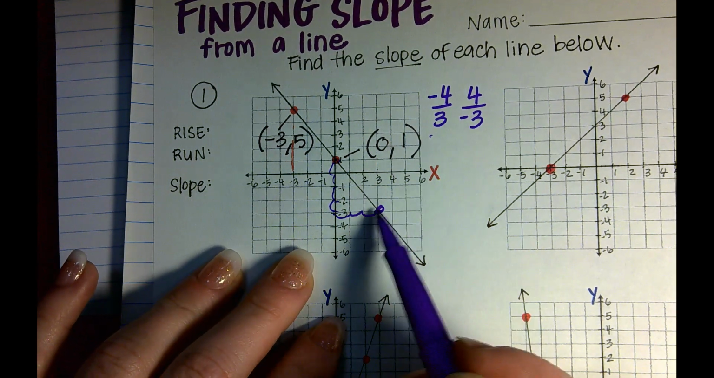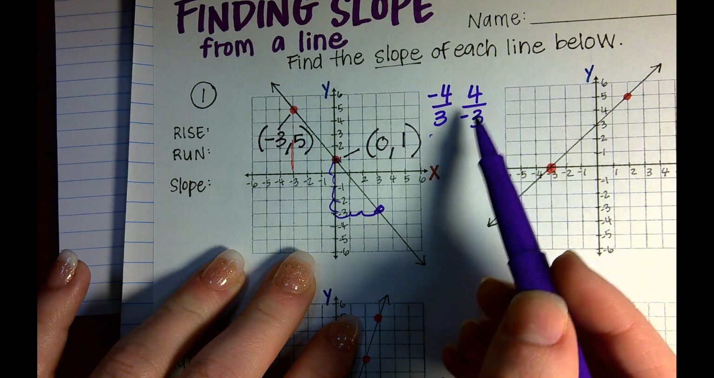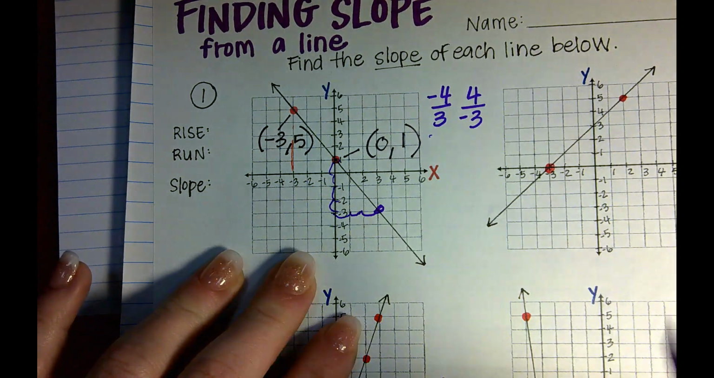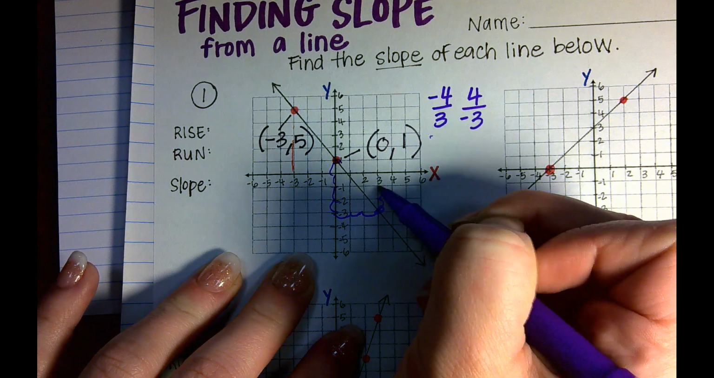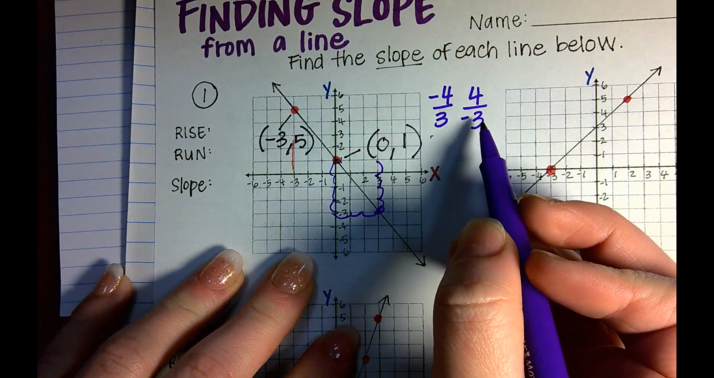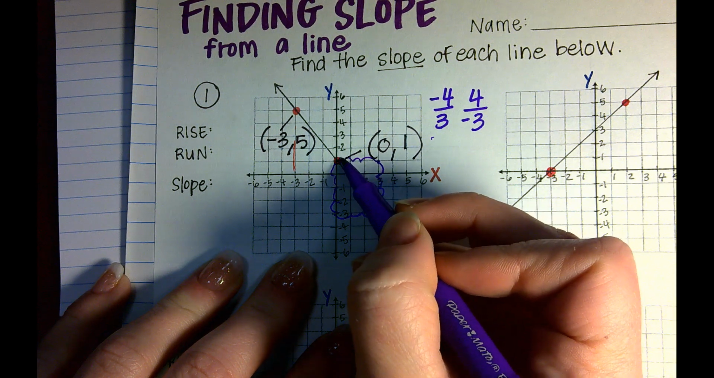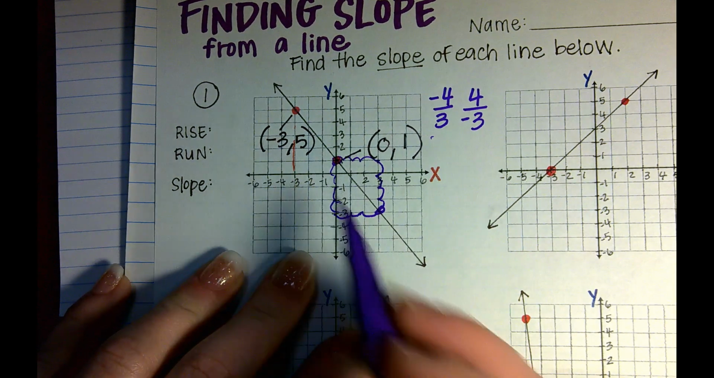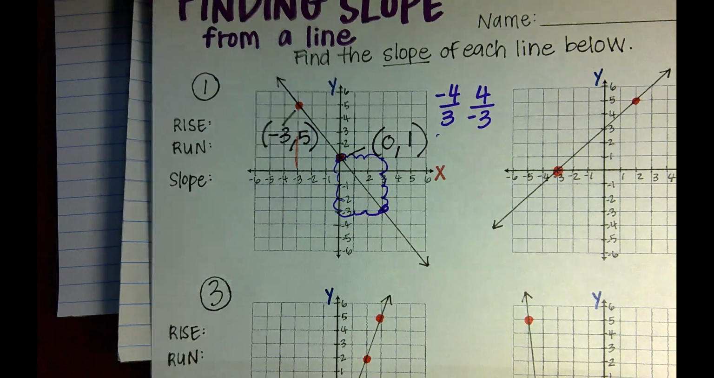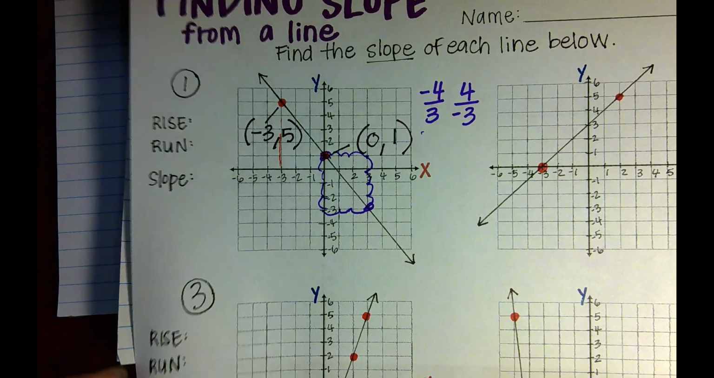Now, let's say I start from this point again. My rise is +4. So I'm going to go up 1, 2, 3, 4. My run is -3. Since my run's negative, I got to go to the left. Oh, it still falls on my line. So it's the same. It's just flip-flopped. And hopefully that helps a little bit.